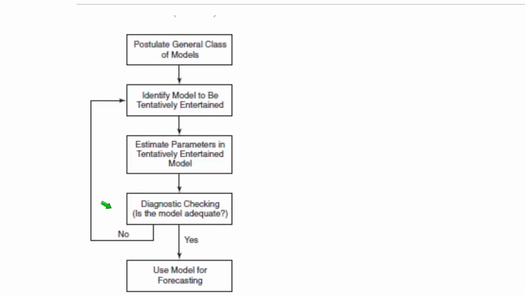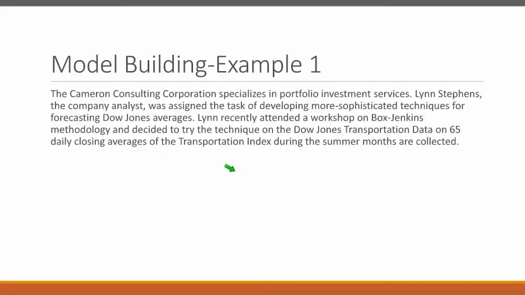Then the next step is to run the diagnostic checking to see, is the model adequate? Is it good enough? From there, if it's good, then we're done. We can use the model for forecasting. If it's not good, then we'll go back to the second step because we decide that model is not adequate. Maybe we need to do more. Then we'll go back to the second step and identify other models that we can use for the estimation. So I would like to start with an example and show you how we apply the steps, how we use this family of models to determine the best model for the data for forecasting.